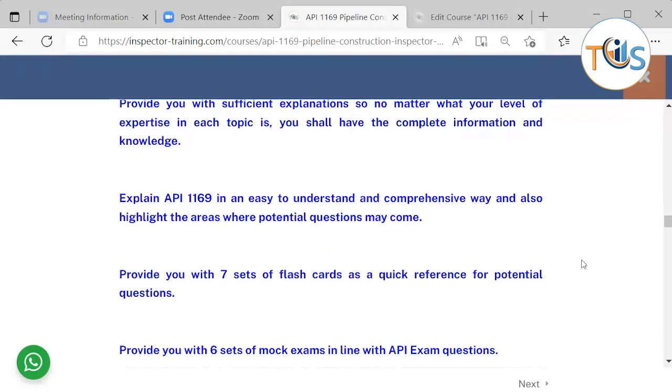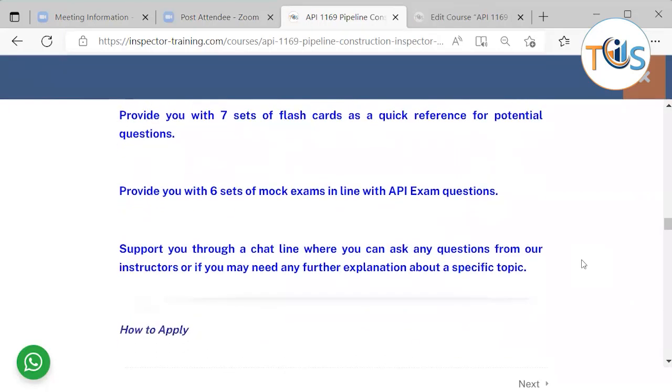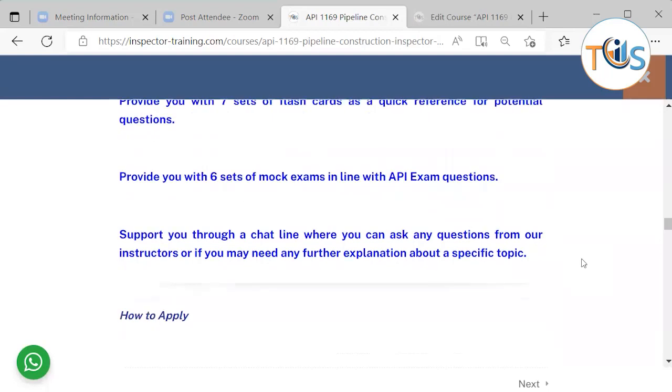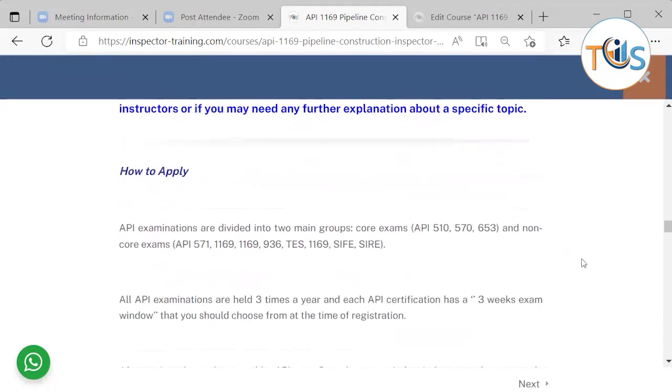We explain API 1169 in an easy to understand and comprehensive way, and also highlight the areas where potential questions may come. We provide you with 7 sets of flashcards as a quick reference for potential questions. We provide you with 6 sets of mock exams in line with API exam questions. We support you through a chat line where you can ask any question from our instructor, or if you need any further explanation about a specific topic.